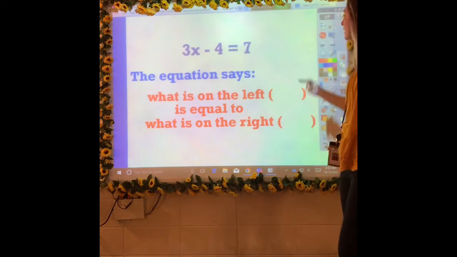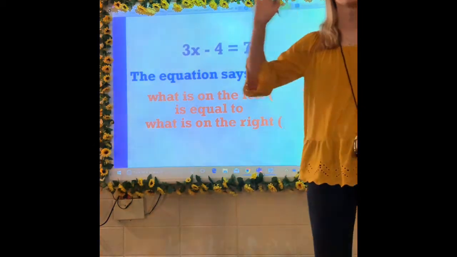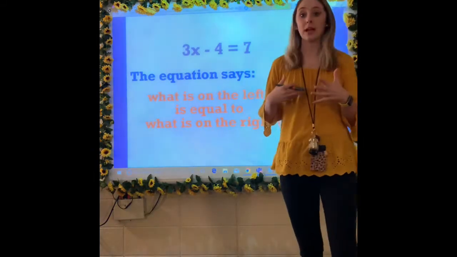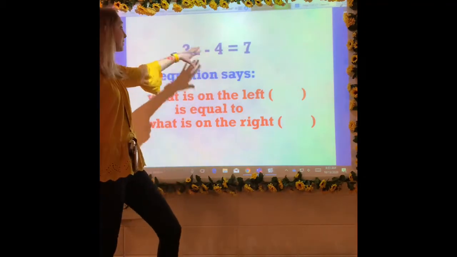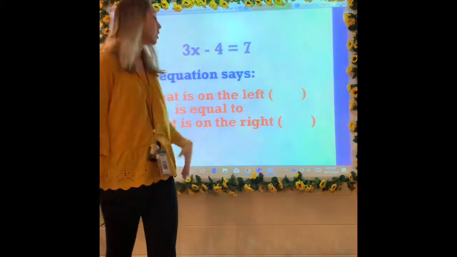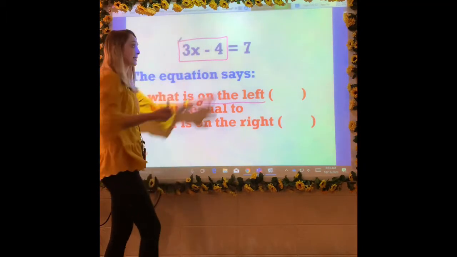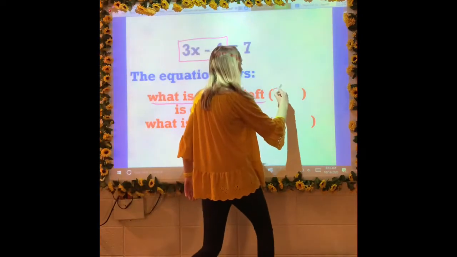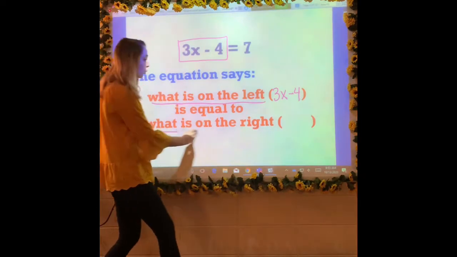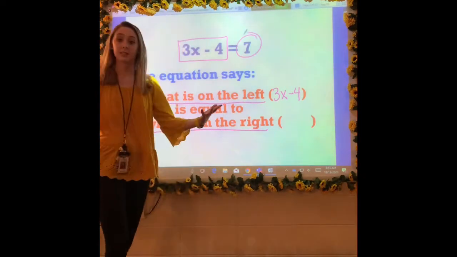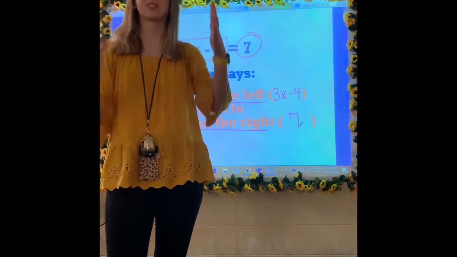Moving on, let's look at this equation. We have 3x minus 4 equals 7. This is a little complex. You will not see these straight away, but we will work our way up to it. But first, I do want us to just look at this. The equation says 3x minus 4 equals 7. So whatever is on the left side of the equation, which is 3x minus 4, is equal to what's on the right, which is 7. That's all that part is saying. It just wants you to really get in your brain that the left side equals the right side.